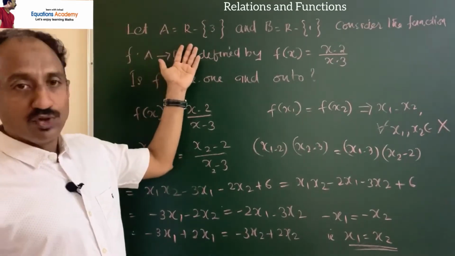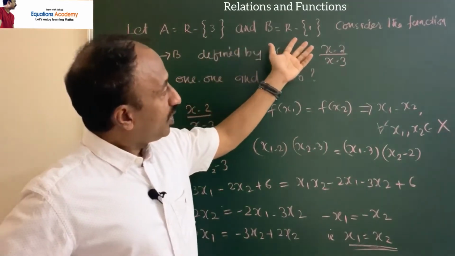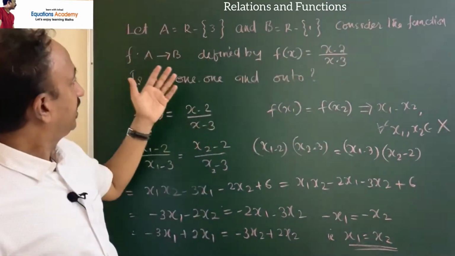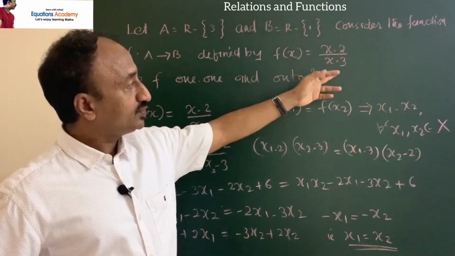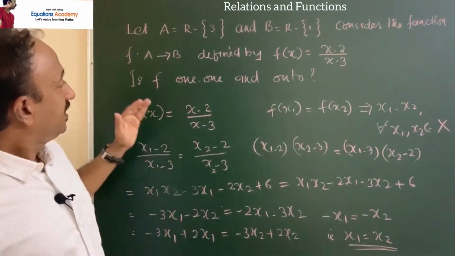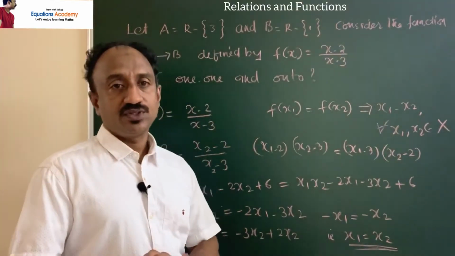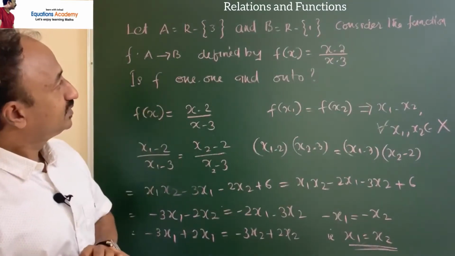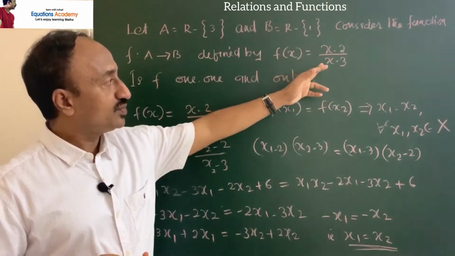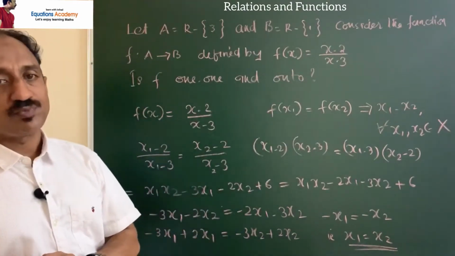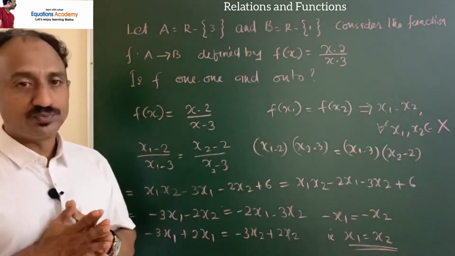Let A equal to R minus {3} and B equal to R minus {1}. Consider the function f from A to B defined by f of x equal to (x minus 2) divided by (x minus 3). Is f one-one and onto? We are given two sets and a function defined by f of x equal to (x minus 2) divided by (x minus 3), and we have to check whether this function is one-one and onto.